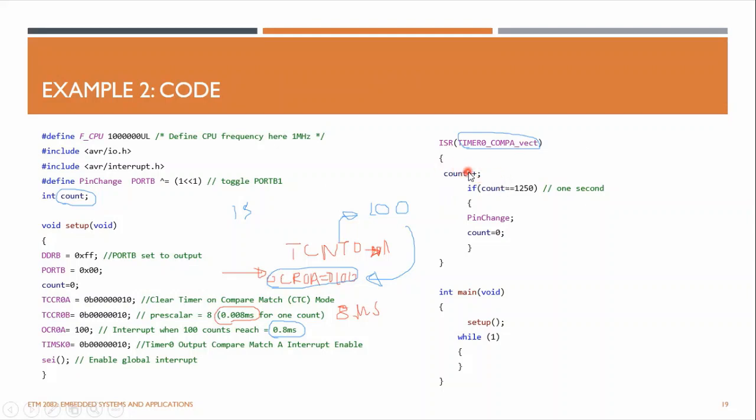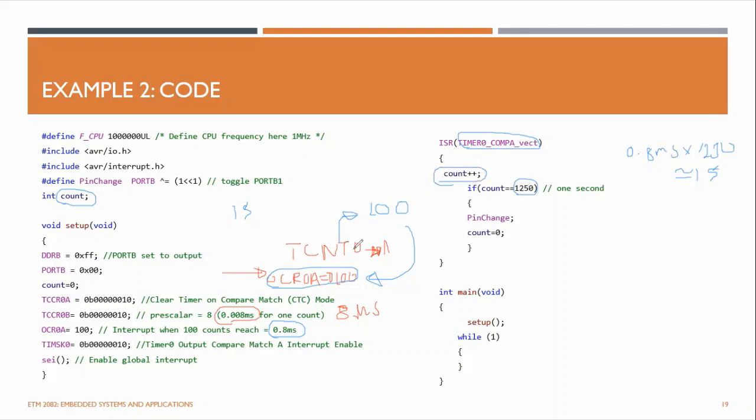So that is not even close to 1 second. So I have to go to 1025, which means 0.8 milliseconds times 1250 is approximately 1 second, right? That's why I have used an additional counter. Once it reaches this one, the count is updated by 1.